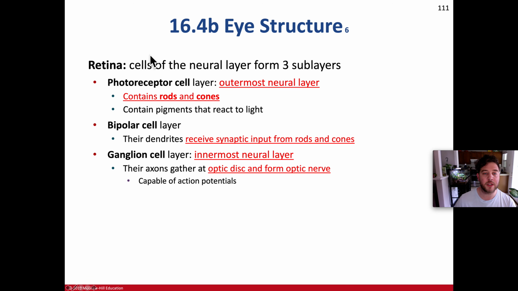All right, so the neural cells form 3 sublayers. You have the photoreceptor cell layer, the bipolar cell layer, and the ganglion cell layer. Those names should tell you something about their function. The photoreceptor cell layer is the outermost neural layer, and it contains your rods and your cones. These contain pigments that react to light. The bipolar cell layer's dendrites receive synaptic input from the rods and cones, so they receive input from the photoreceptor cell layer and then transmit that to the ganglion cell layer. The ganglion cell layer is the innermost neural layer. Their axons gather at the optic disc and form the optic nerve, and they're capable of inducing action potentials.